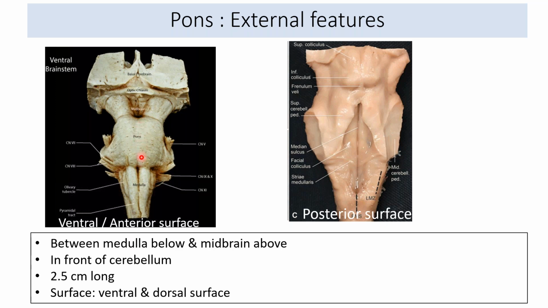It is approximately 2.5 centimeters in length, and it has two surfaces. This is the ventral surface or the anterior surface, and this one is the posterior surface or the dorsal surface. On the dorsal surface, you can see the area of the 4th ventricle, through which it is communicating with the aspect of the cerebellum.